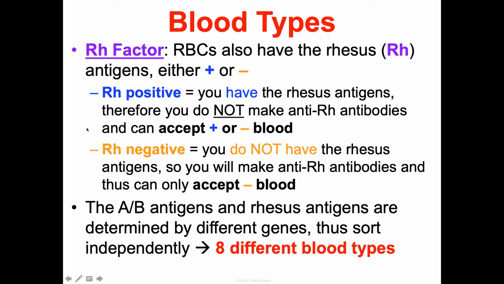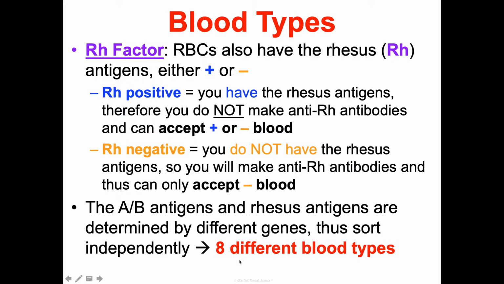So the A versus B antigens and then these rhesus antigens that make it positive or negative are determined by totally different genes, which hopefully you learned the genetics of it in Biology 1. It's something we could review really quickly if you want. But the point is they sort independently. So if you remember the law of independent assortment.